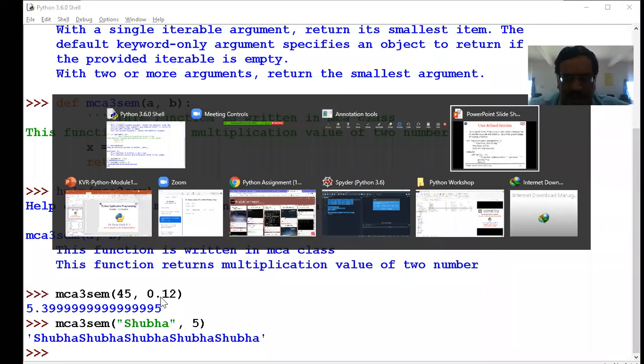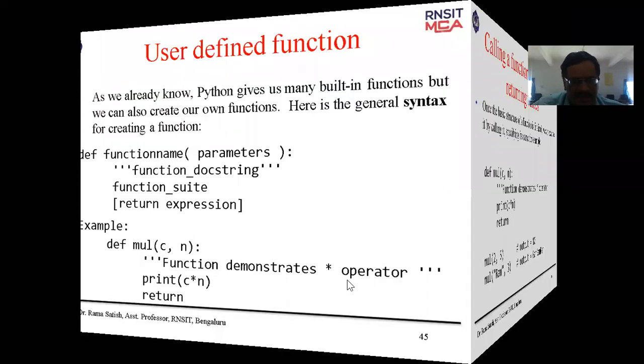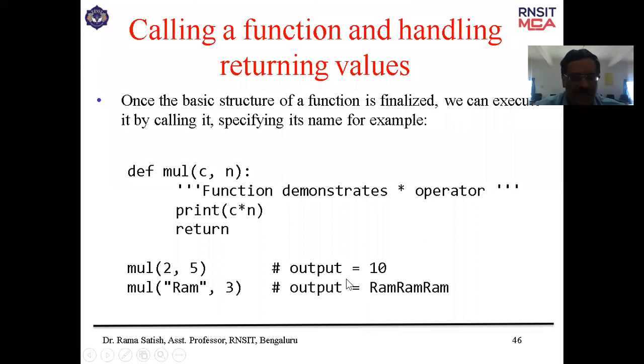That is what is given in this example also. If you don't have anything to return back, you can still have a return statement. If you have anything to print, you can print it right there itself. Now the multiplication function, the mul function, demonstrates the star operator. We can type 2, 5, so it displays 10. Ram 3 gives Ram, Ram, Ram. It is just printing, returning nothing. That's another thing.